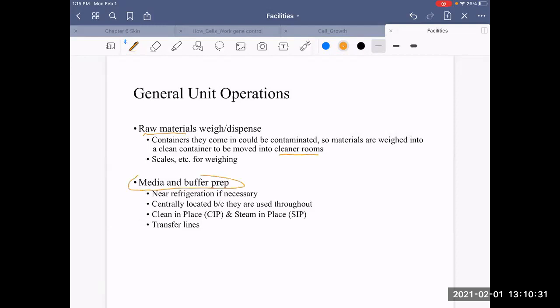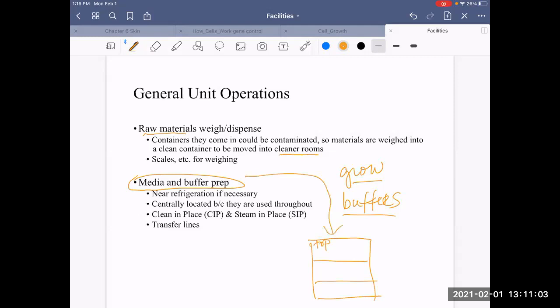A really important part of this is media and buffer prep. In order to grow the cells, you need microbiological media, you need broth of some kind, and you need buffers in order to purify it. These are typically the way that it works. If this is a facility, it has many floors. And on the top floor, this is where the media and the buffer prep are.